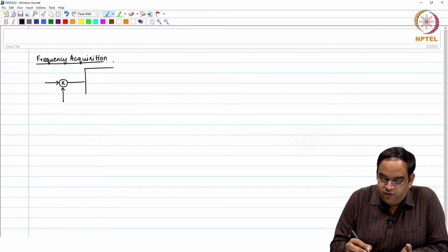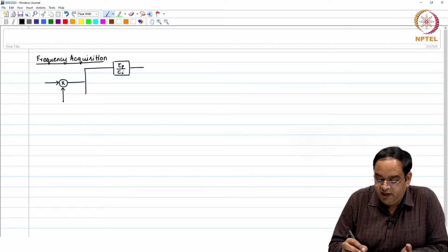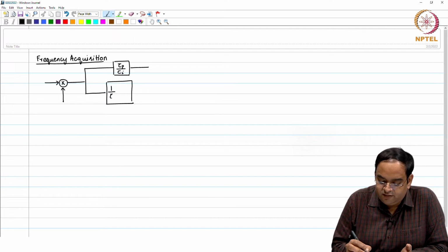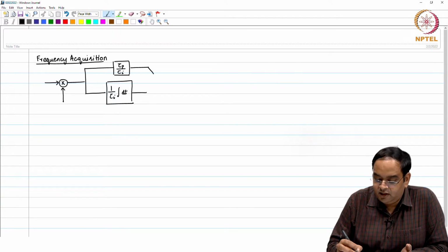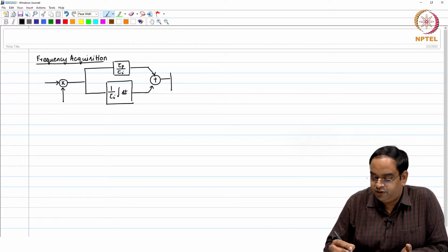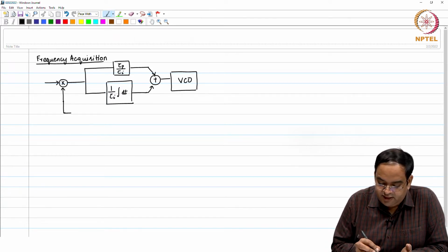At one place we had a proportional gain with a gain tau p by tau I, and in the other path we have an integrator, and this integrator has gain 1 over tau I. Whatever function comes in gets integrated, and these two things are summed up like this and it goes to the VCO. So, our loop filter is now replaced by the proportional and integral path.